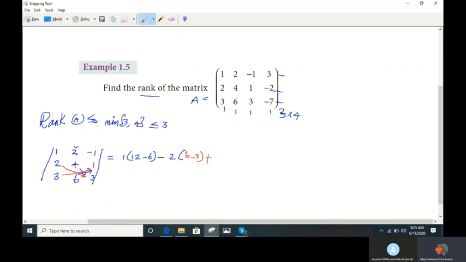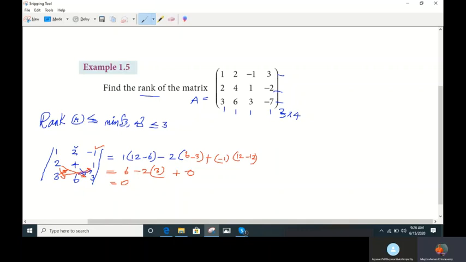Next take the next value, -1. Leave the first row and third column. Remaining elements: 2 6 are 12, 3 4s are 12. Cross multiply and subtract, 12 minus 12, which is 0. So what do you have now? 12 minus 6 is 6, minus 2 into 6 minus 3, which is 3. So 2 into 3, and next term -1 into 0, so totally 2 3s are 6, 6 minus 6 is 0.